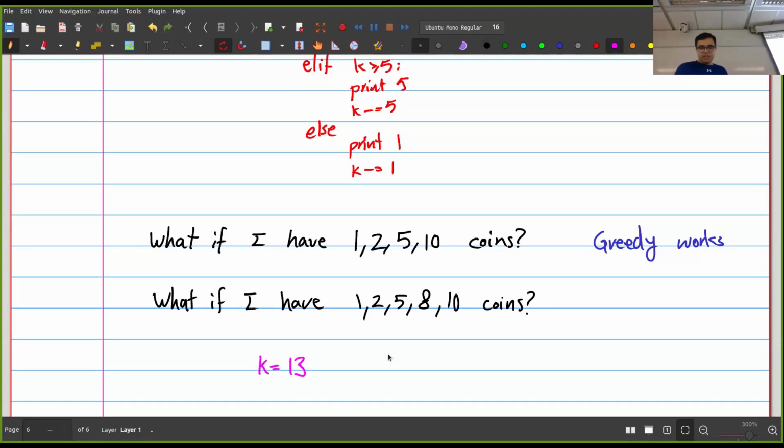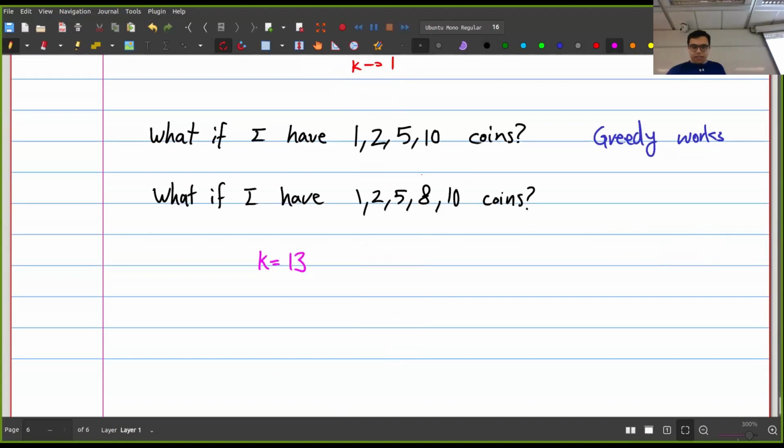Yes. So if I want to pay 13, my greedy algorithm would pay 10 first, because that's the largest coin that it can pay. And now it wants to pay 3, so it pays 2, and then it pays 1. So this is 3 coins. But of course, 13 is just 5 plus 8. So I could pay it with 2 coins. So in this case, greedy fails.